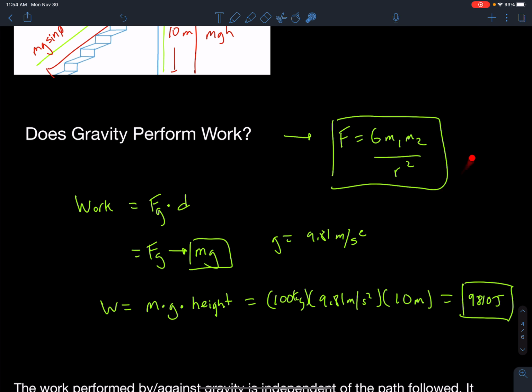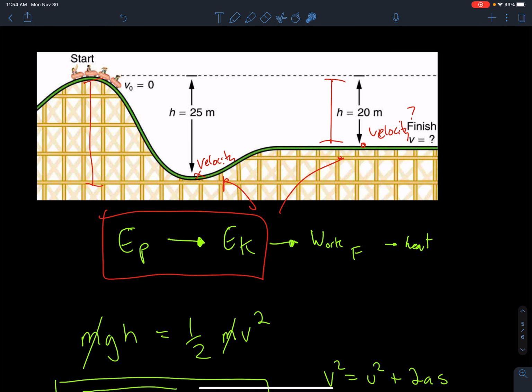But I'll come back when we talk about gravity. And we'll see that this system only applies when your distances are not that huge, like 100 meters or so. Anything more than that, it doesn't work out anymore.